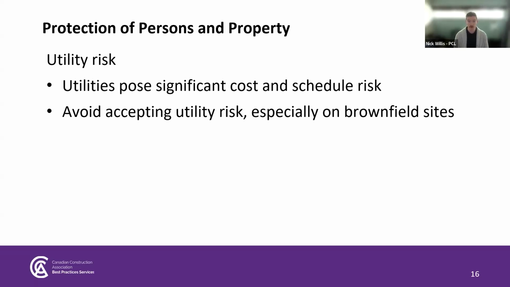Utility risk can be addressed in a few different ways. Number one, by limiting the contractor's responsibility for utilities to the information disclosed in the background information. Number two, by ensuring the contractor is entitled to cost and schedule relief if undisclosed or mislocated utilities are encountered. Or three, by obtaining additional information to supplement owner-supplied utility data.